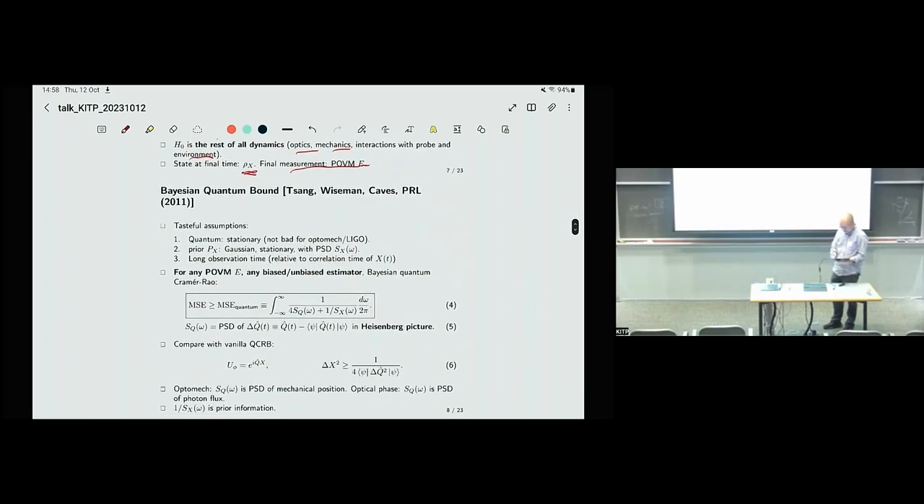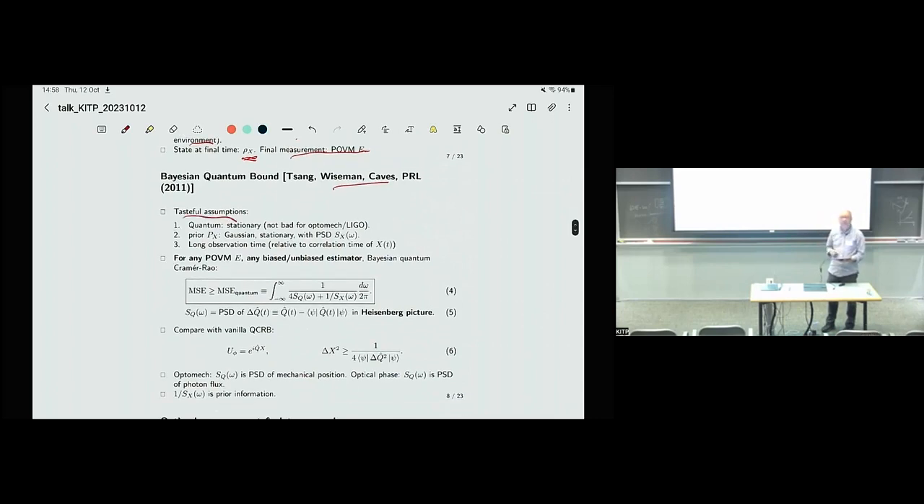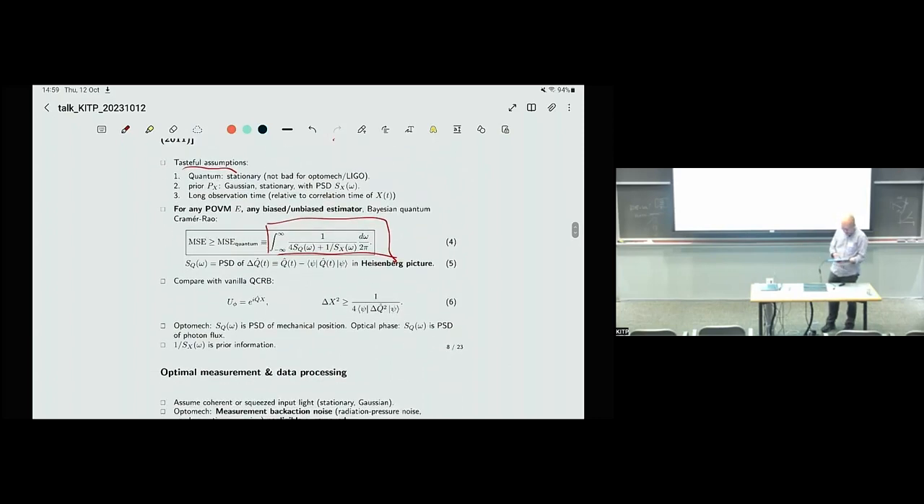Okay, so what we tried many years ago now is to calculate a Bayesian quantum bound, in the sense of assuming the waveform is random. We want to give a lower quantum bound on the average mean square error. We still have to make some tasteful assumptions, so that the final result is simple but not too simple. Simple in the sense that we have a closed form solution, not too simple in the sense that it still contains some essential insights about the dynamics of the system. Anyway, this is just an equation. You can compare it with the vanilla quantum Cramér-Rao bound that people keep talking about. Compare the two expressions, and you see there are similarities. For the usual quantum Cramér-Rao bound, you have the inverse of the variance of the generator. In this case, we have the power spectral density of the generator in the Heisenberg picture. Okay.